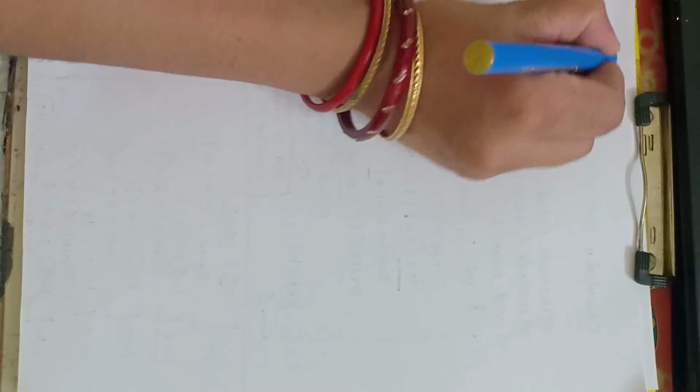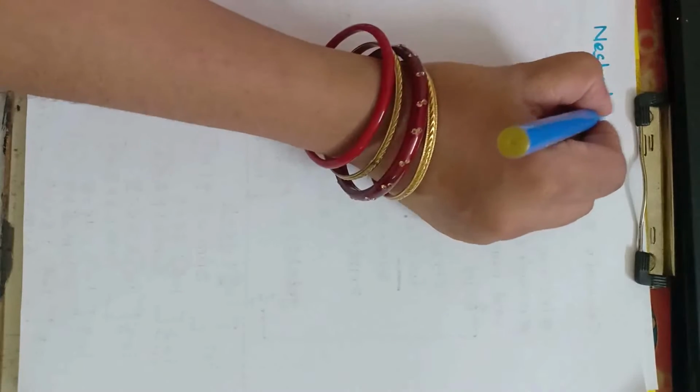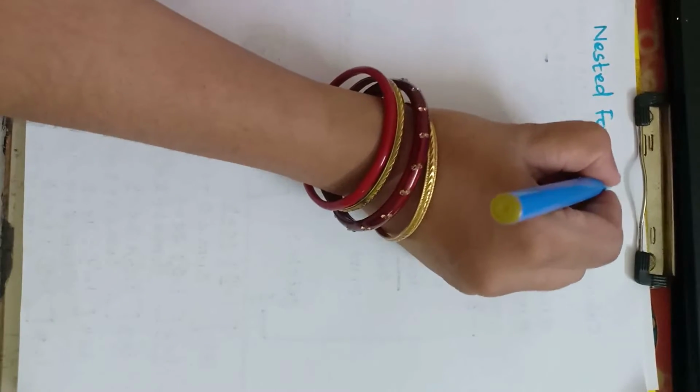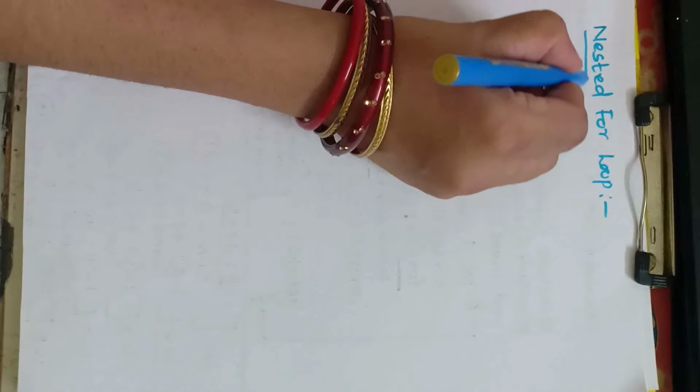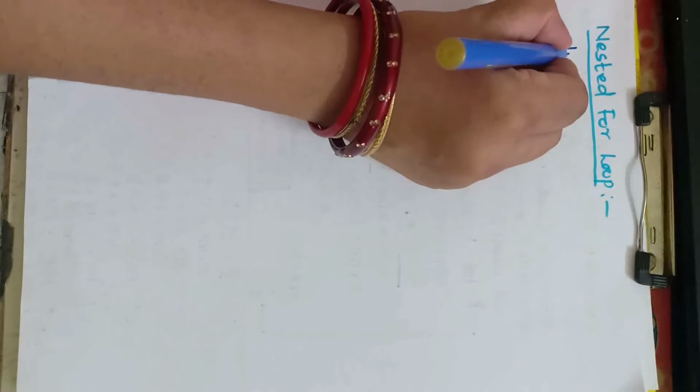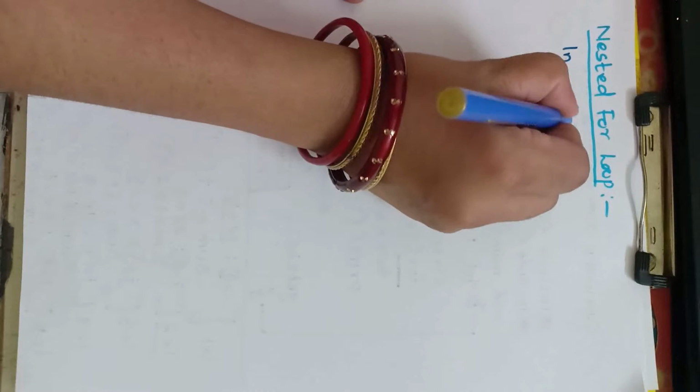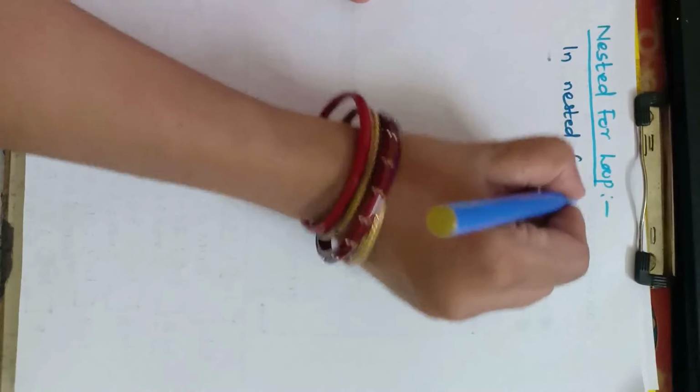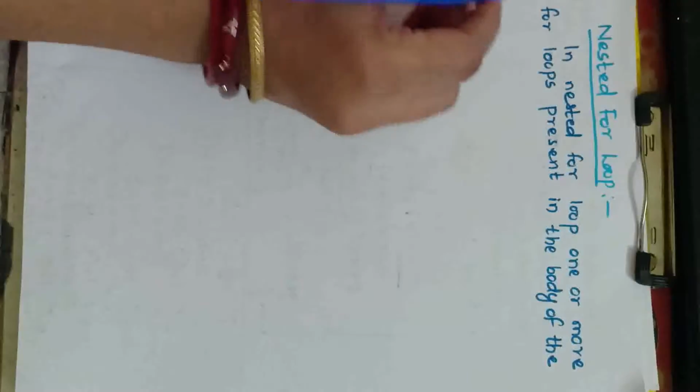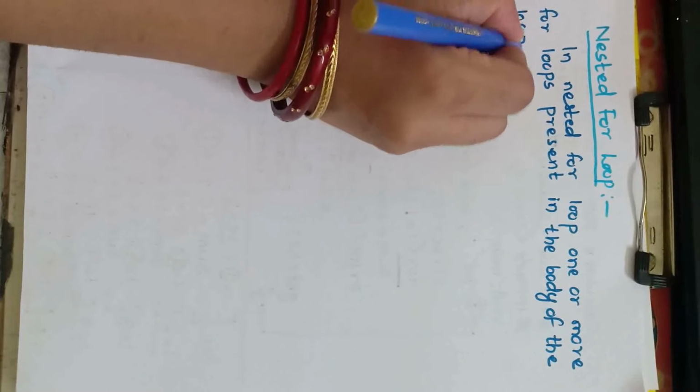So now our for loop is finished. Next one is nested for loop. Nested for loop means when in one program we use more than one loop. This is our nested for loop. So what do we write for the nested for loop? In nested for loop, body of the loop.